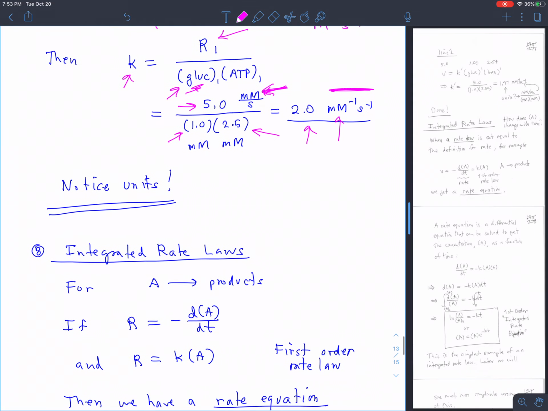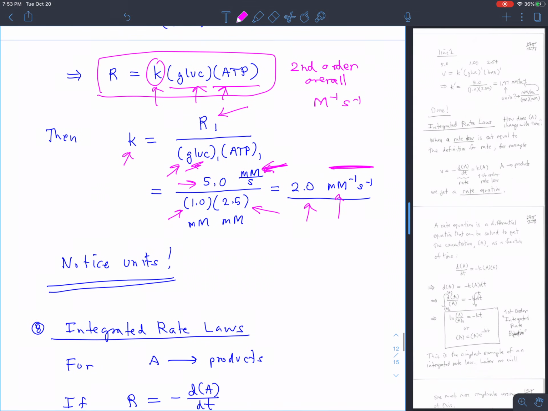All right, that is, I think, enough for today. I will stop there, and we'll talk about integrated rate laws, which involves solving some differential equations next time.